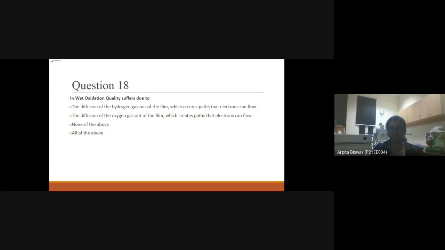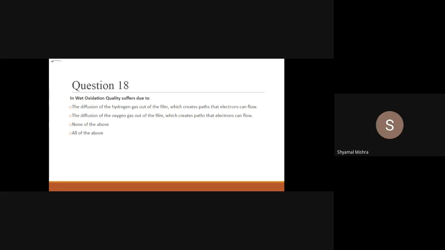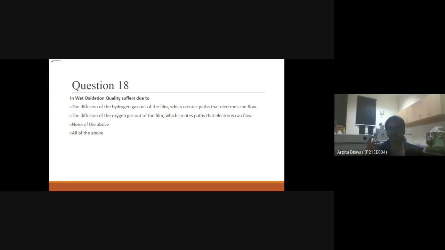In wet oxidation, quality suffers. I have told you earlier that in dry oxidation the quality is better, but the oxidation process is very slow. That's why the thin film, the thickness of the oxide, is very small. But in wet oxidation the process is very fast, and the thickness is also greater than dry oxidation, but the quality is not good. If you want to use the silicon oxide as an insulating layer, in that case we can easily use it. But why does the quality degrade for wet oxidation?